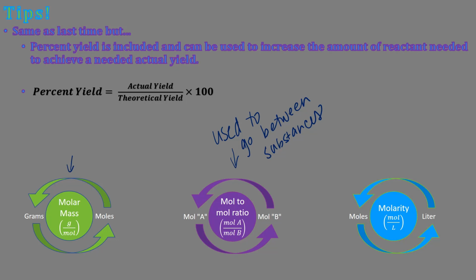And then molarity is the same as molar mass. It's used to go from moles of one thing to liters of that same solution and back to moles if necessary of that same solution.